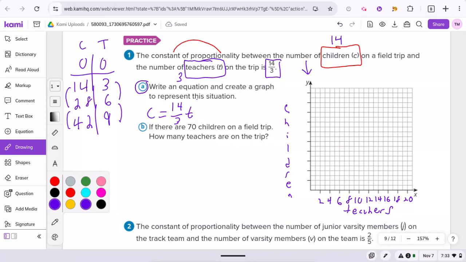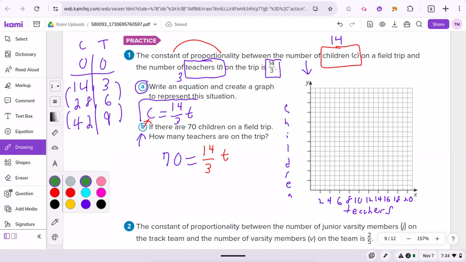And then you can use the equation written here to solve letter B. So it says if there are 70 children. So what you would do is you would substitute the number 70 for the letter C up here in the equation. You'd keep the constant of proportionality, 14 over 3, and then you would put the letter T for teachers. That would tell you how many teachers are on this field trip if you solve this equation.